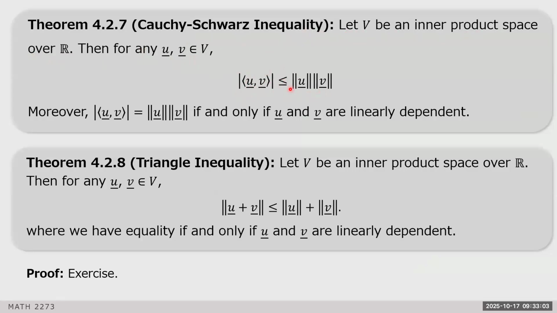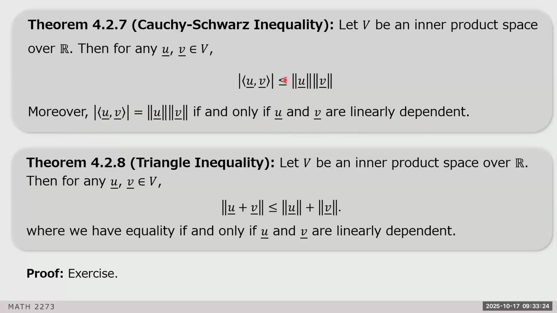When do you get it equal? You get equality if and only if the two vectors U and V are linearly dependent. So if these two vectors are linearly dependent, you get strict equality here.